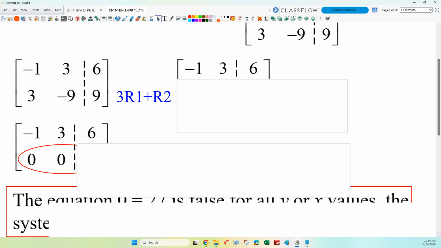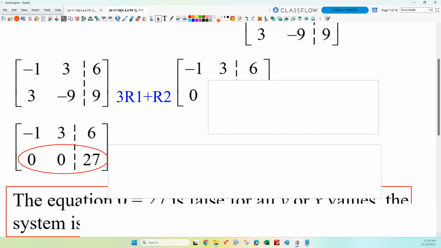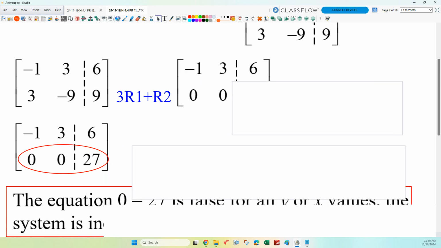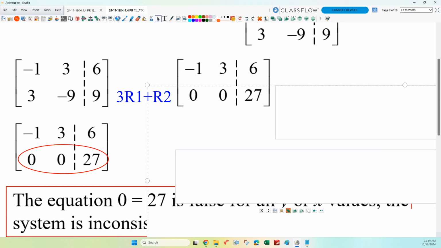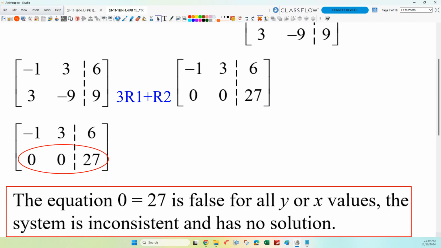Okay? So what's that going to give us for that spot? 0. 3 times -1 plus 3 is 0. 3 times 3 plus -9 is 0. 3 times 6 plus 9 is 27. Okay, what in the world does that mean? Yeah, no solution, right? Because look what that bottom row is telling us. It's telling us that 0 equals 27, which is false. So we know what that is.